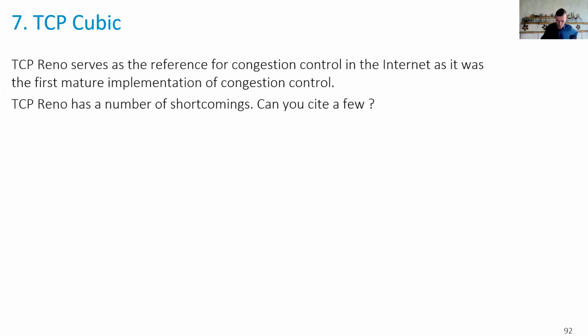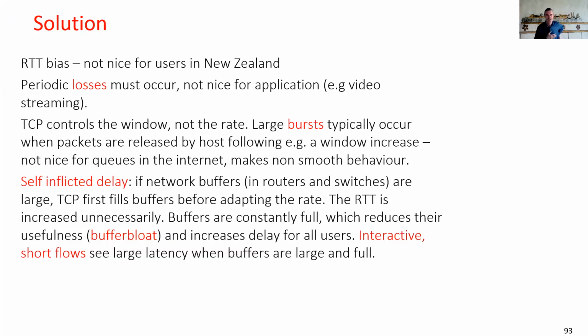Right? So what are possible shortcomings of TCP Reno? Well, let me try to mention a few. Well, there's the RTT bias. We've seen it's not nice if you're at the other end of the world. There are other problems. Periodic losses must occur. That's the only way you know when you need to stop increasing, right? So when there is a loss, then it's not so nice. TCP will have the window stops sliding. Also, if you have video applications, you lose a packet, the application needs to do something about it. So it's not so nice.